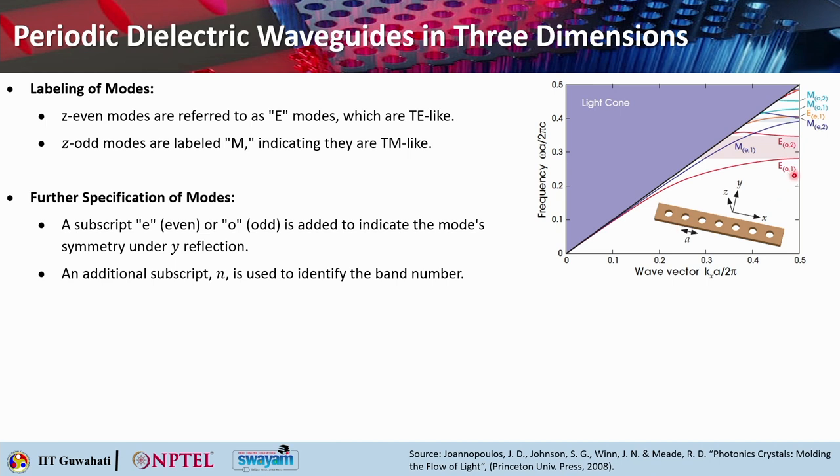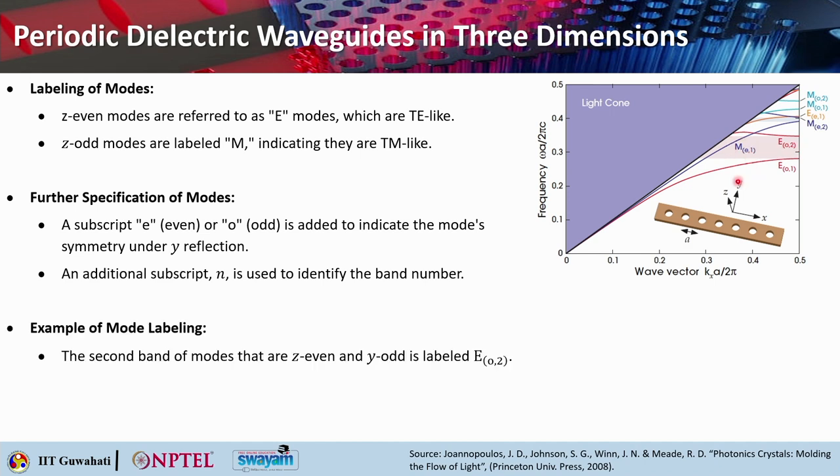Now, what is this number 1, 2, 3, something like that? These are additional subscripts which identify the band number. So here you can see it is EO1. In z reflection it is even, in y reflection it is odd, and it is the lowest energy band, band number 1. And then you have ME1, then you have EO2, and so on.